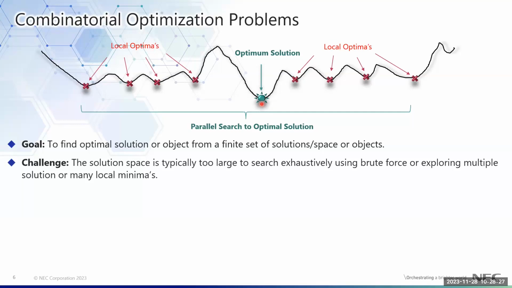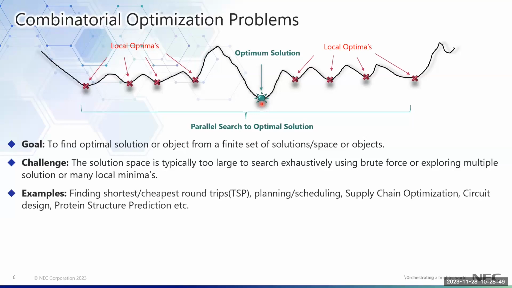So the challenge here is the solution space. It might be too large. Like if I say, how can I go from point A to point B? There might be multiple routes to that, and we actually have this on our day-to-day basis through Google Maps. But it might be very difficult to explore the entire solution space exhaustively using brute force.